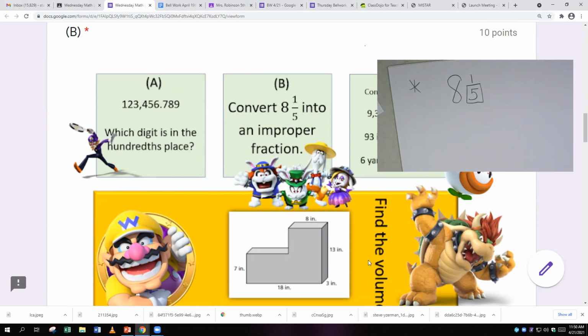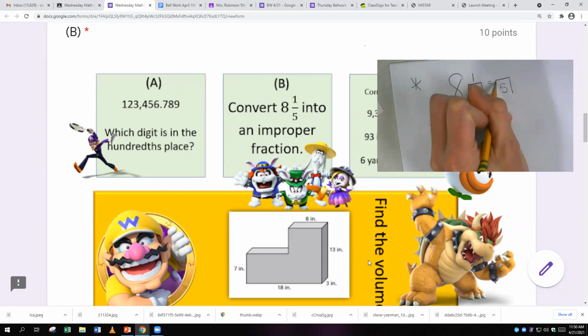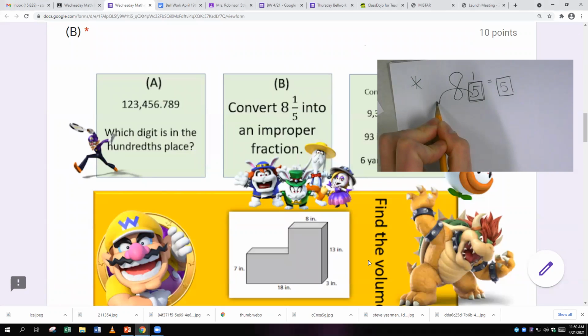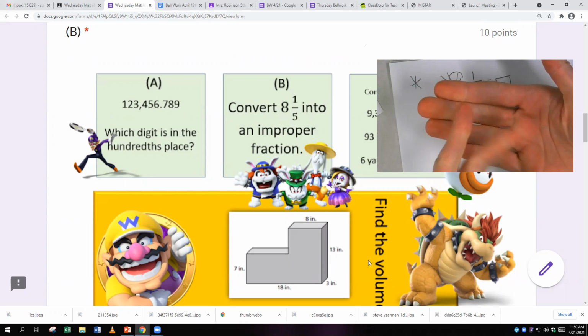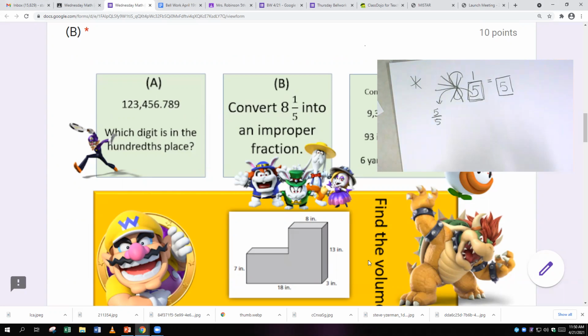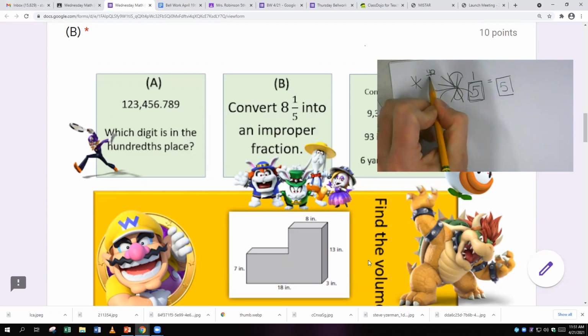But right now, since we have a 5th attached with our whole number, we're going to turn the entirety of this into fifths. We're going to turn it all into fifths. So each of these wholes is equal to how many fifths? Each whole is 5/5. But we don't have one whole. We have 1, 2, 3, 4, 5, 6, 7, 8. We have 8 wholes. So we have 5/5, 10/5, 15/5, 20/5, 25/5, 30/5, 35/5, 40/5. So 8 wholes is equal to 40/5.